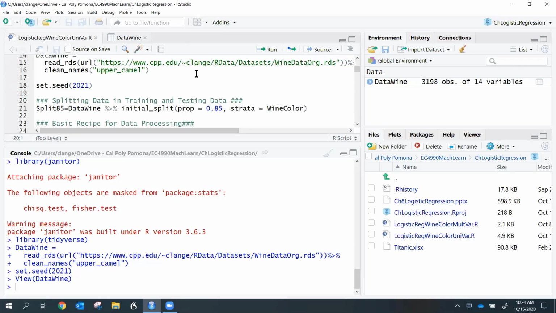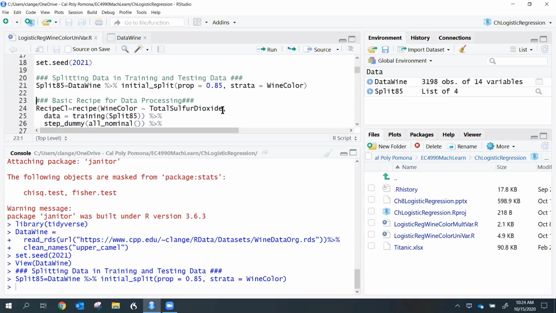So I split my data set into training and test data. I want 85% to be the training data. This here. And I use the recipe. I'm starting with using total sulfur dioxide to predict if it's a red wine or a white wine. And I want to keep my data set simple, so I want only the wine color in my data set and the total sulfur dioxide, these two columns.